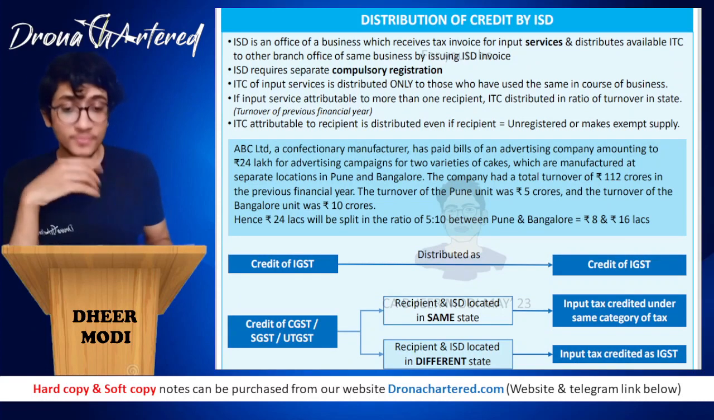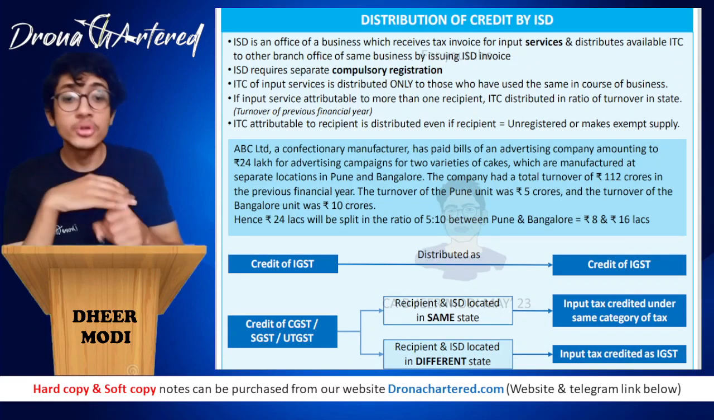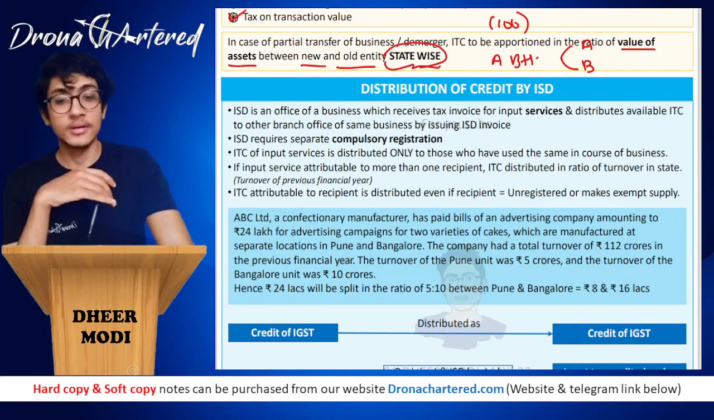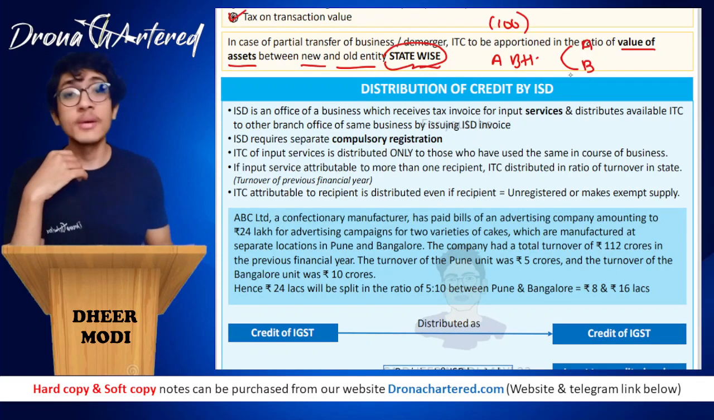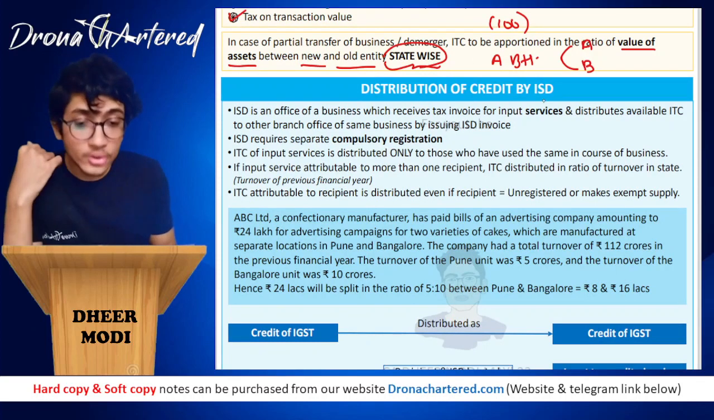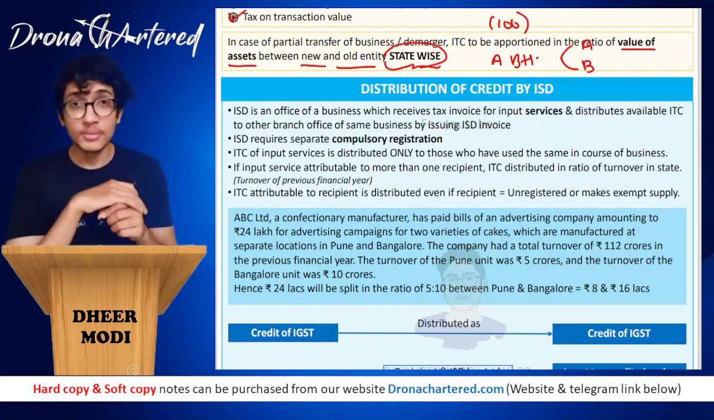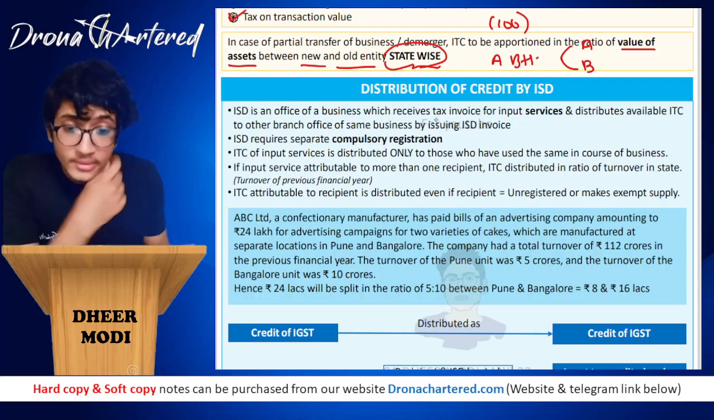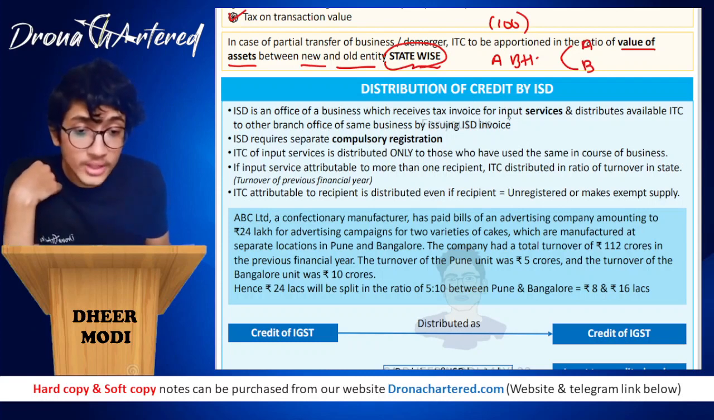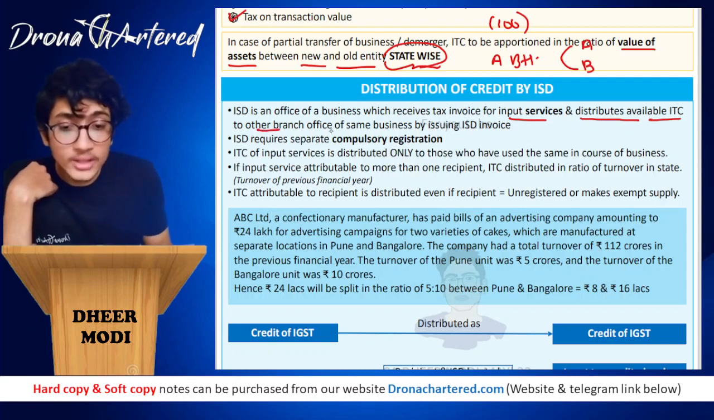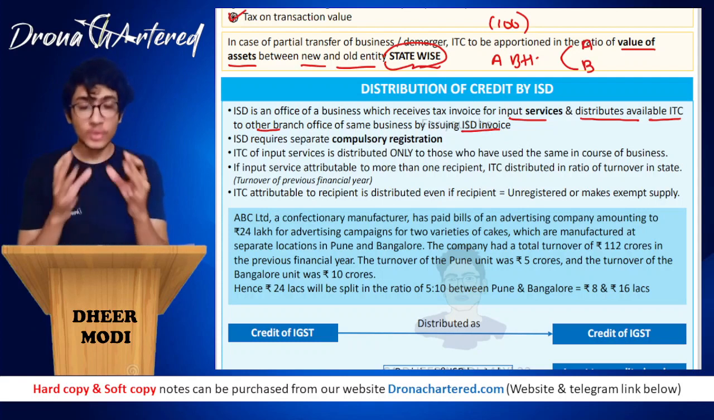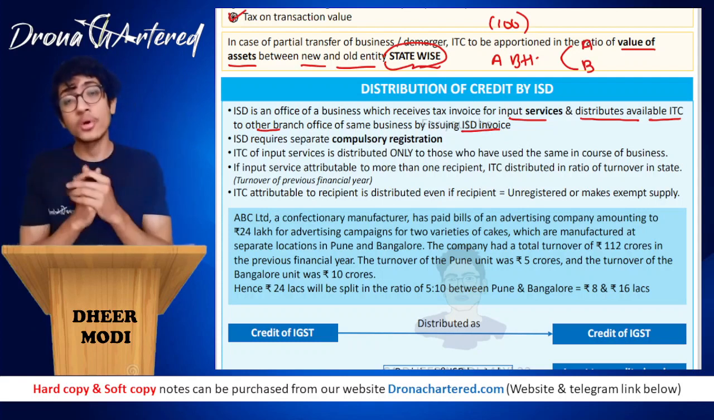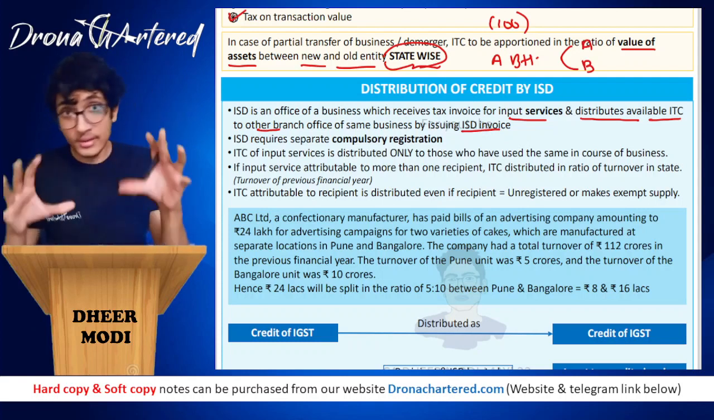Coming to your second last part, that is distribution of credit by ISD. Your ISD is your input service distributor. So your ISD is an office of business which receives tax invoice for input services and distributes available ITC to other branch offices of the same business by issuing an ISD invoice. For example, a company has a lot of different offices in different states.